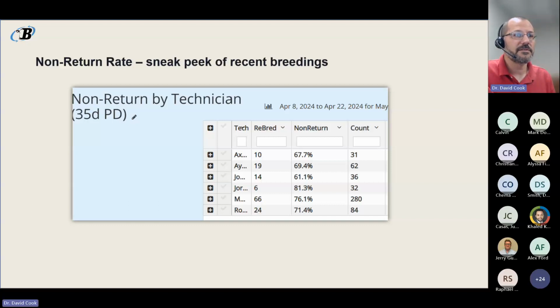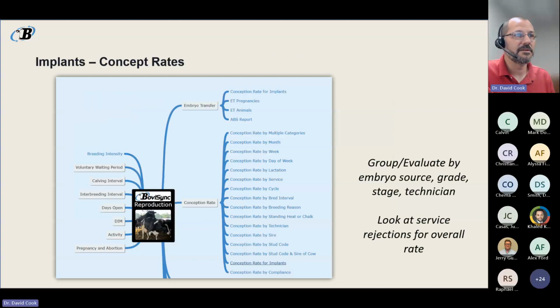I don't see any questions, but if people have questions, this would be a good place as I finish up some of the initial conception rate and some of the different processes on conception rate.